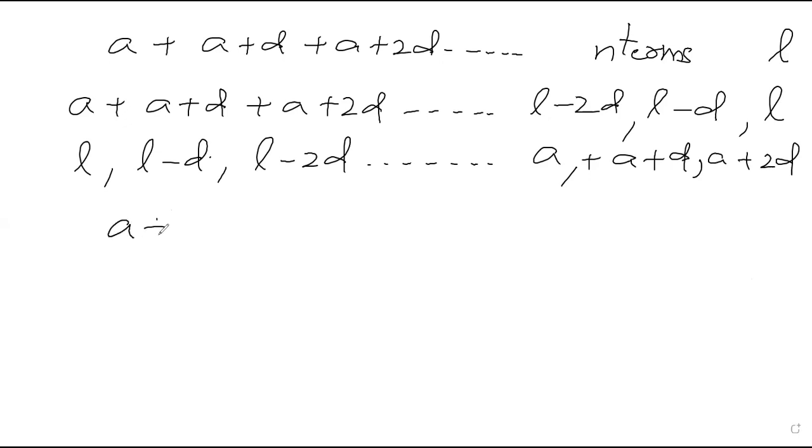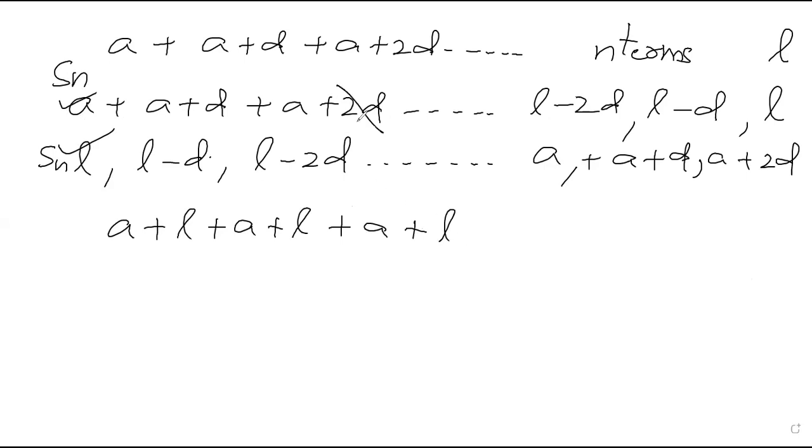A plus L, I'll add these two of them. I'll call even this an Sn, and even that I'll call an Sn. So A plus L plus A plus L plus A plus L. Of course, you can see that 2d gets cancelled, d gets cancelled.